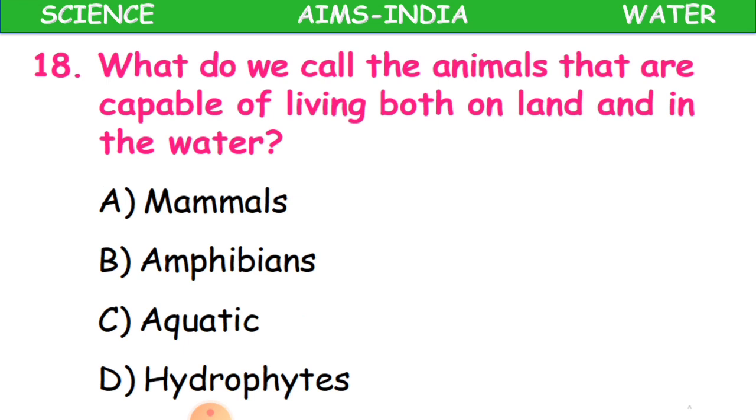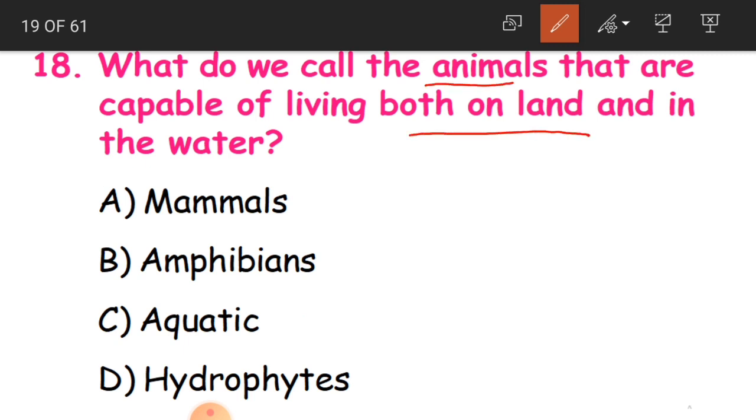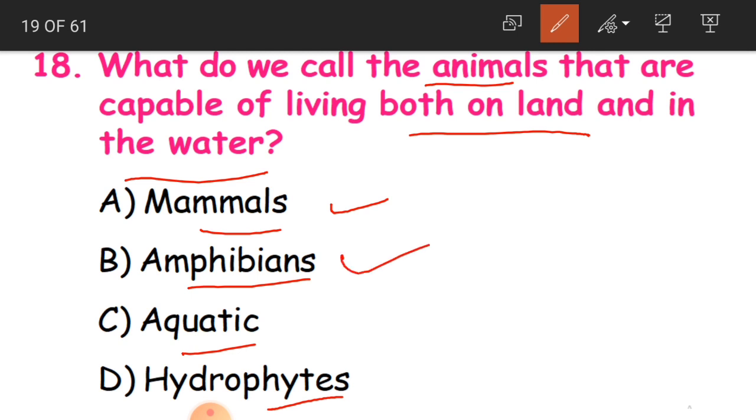Now the 18th question. What do we call the animals that are capable of living both on land and in the water? See children, the animals which can live both on land and in the water, are they called mammals? Are they called amphibians? C is aquatic and D is hydrophytes. Mammals live only on the land. Some live in the water, and amphibians can live both on the land and in the water. Aquatic and hydrophytes both live in water. So amphibians is the correct answer. Clear, children?